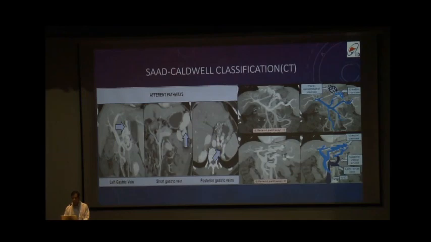The other classification is based on a CT scan, and these are based on the afferent as well as the efferent pathway, known as the Kiyosue classification. This is more commonly used when you're using more interventional radiology procedures. As you can see here, this is the left gastric vein, the short gastric vein, as well as the posterior gastric vein, which lead to the formation of various types of gastric varices.